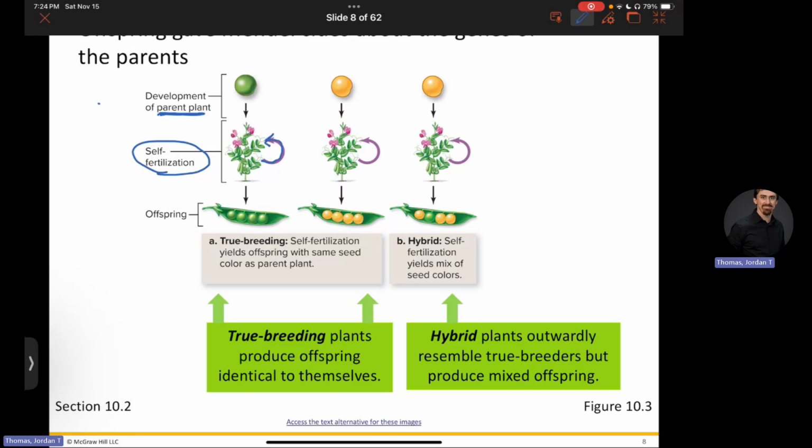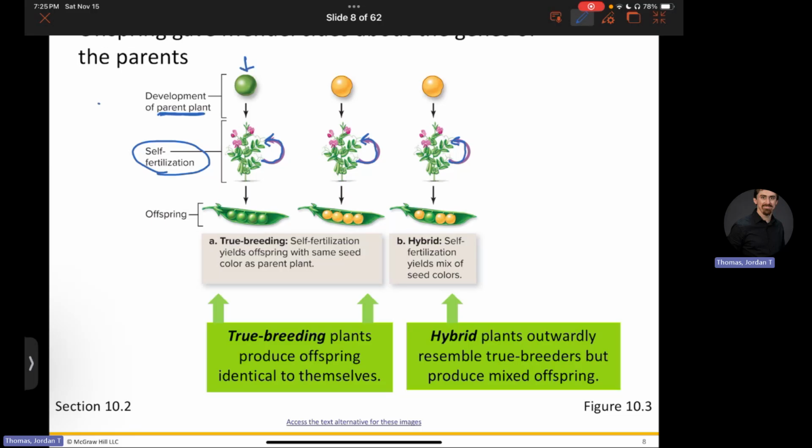Keep in mind, plants can do that. Plants can reproduce sexually, but they can self-pollinate. They can pollinate their own flowers and produce identical copies, or near identical copies of themselves. There's still some genetic variation since it's still sexual reproduction. So in each of the examples, Mendel self-pollinated the plants.